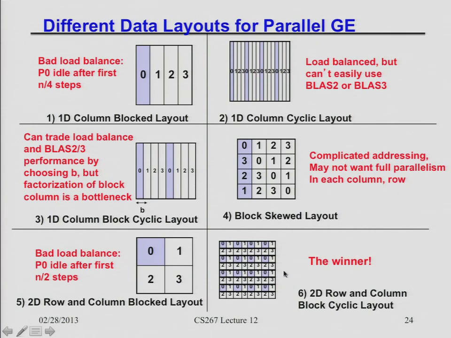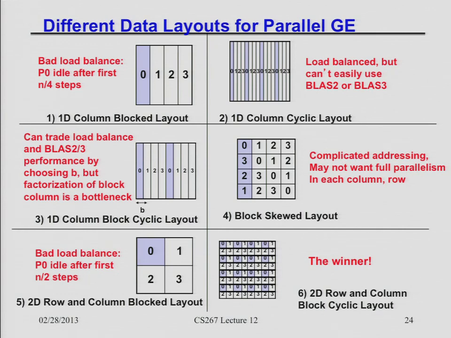So now if I look at any trailing submatrix, it's perfectly load balanced. And I have a reasonable amount of parallelism in each column. I have square root of p processors participating in each column to parallelize it. And that's going to turn out to be perfectly good enough to hit the lower bound. So this is the layout.